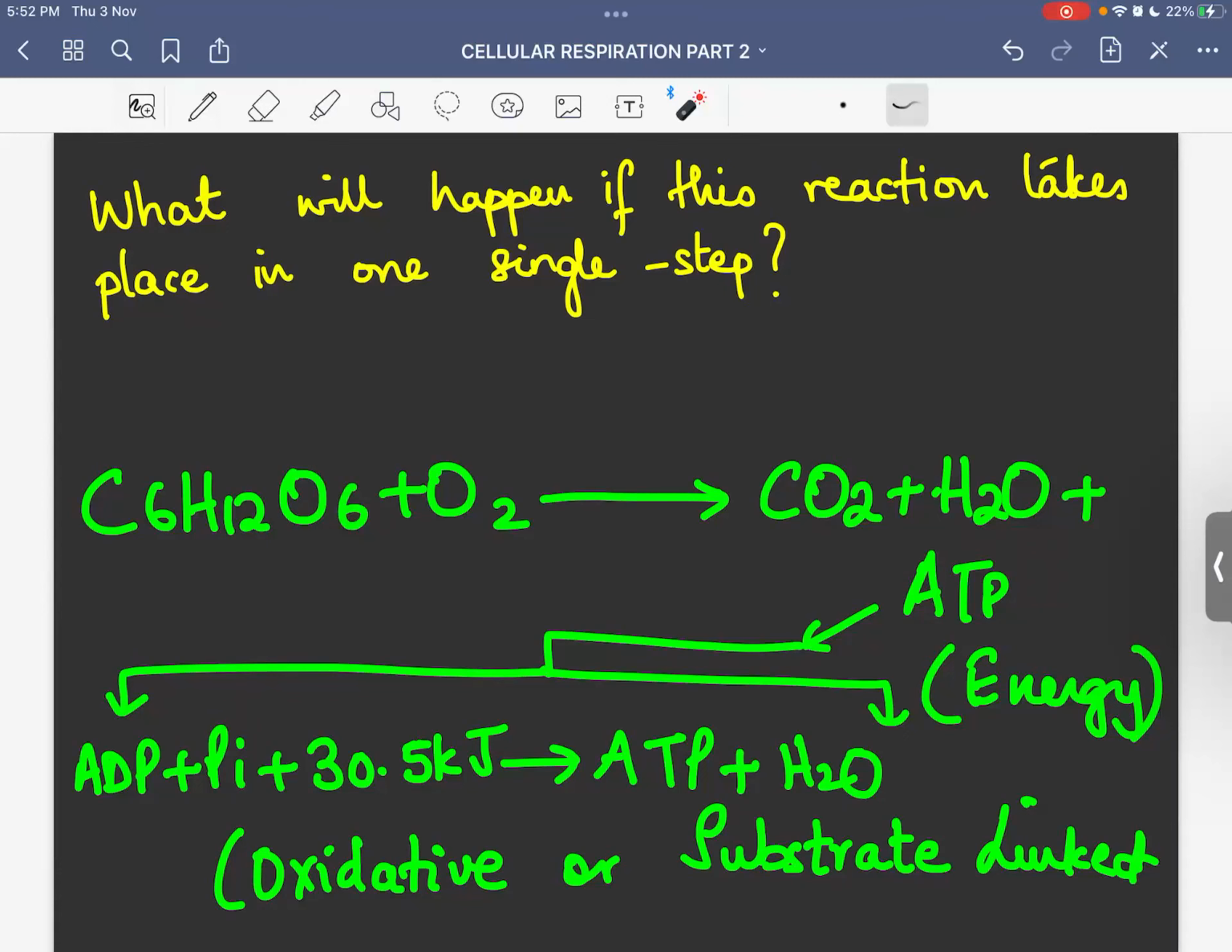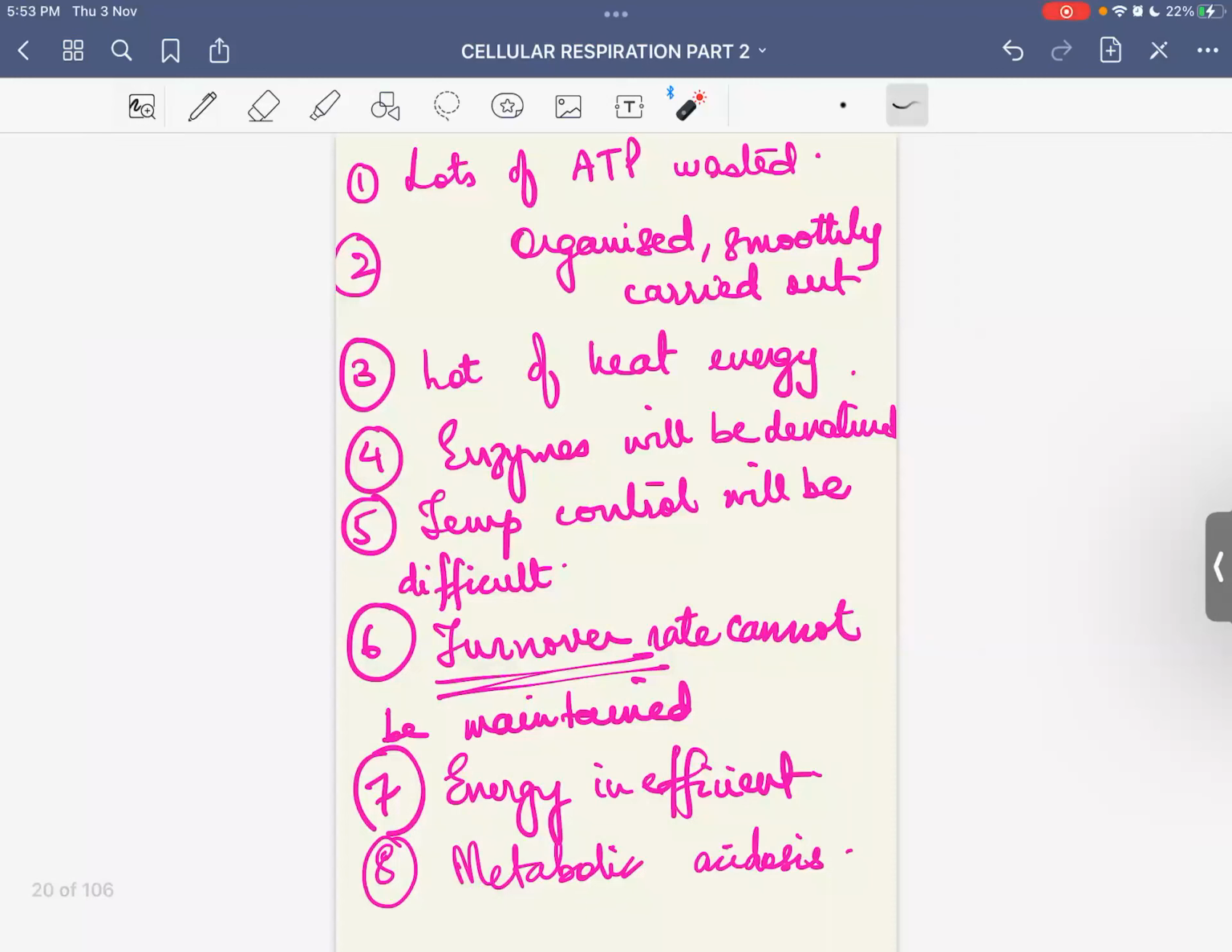Sometimes they ask what is the disadvantage if this step happens or if this reaction happens in a single step, right? So these are all the reasons. Just go through them.